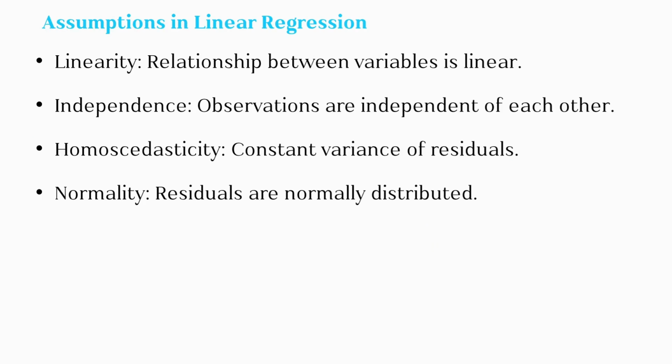There are a few key assumptions in linear regression that help ensure our model works well. 1. Linearity. We assume a linear relationship between our independent and dependent variables. 2. Independence. Each observation should be independent of others. 3. Homoscedasticity. The variance of residuals should be consistent across all levels of the independent variable. 4. Normality. The residuals should follow a normal distribution. Understanding these assumptions helps us ensure that our model is valid and our predictions are reliable.